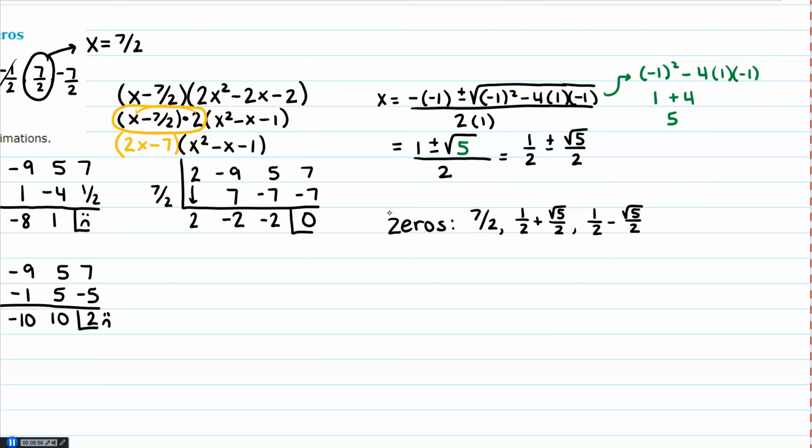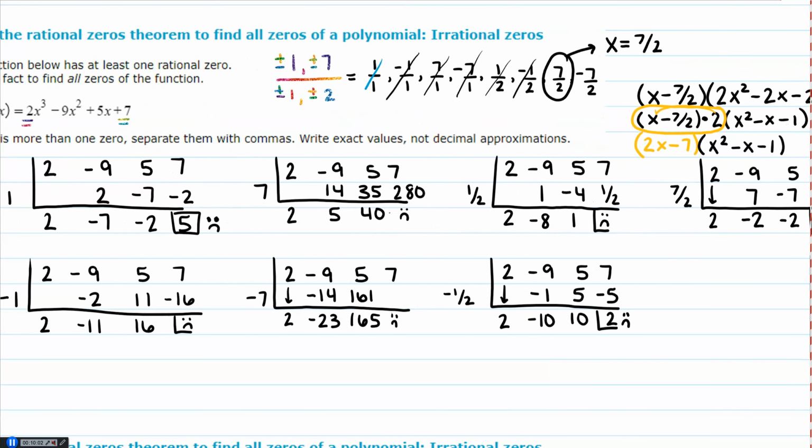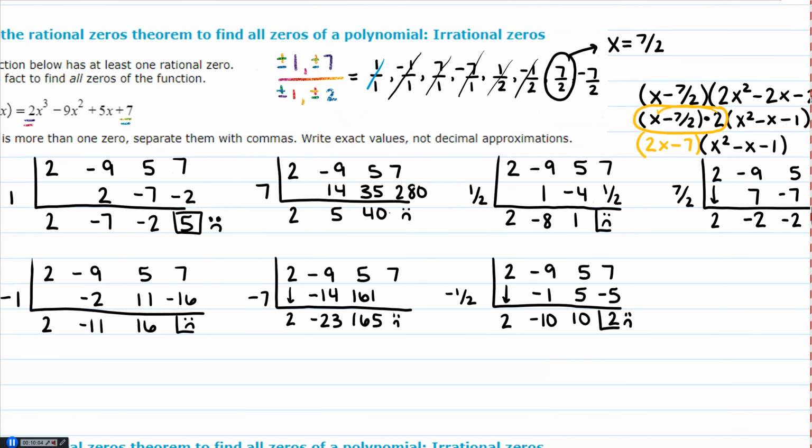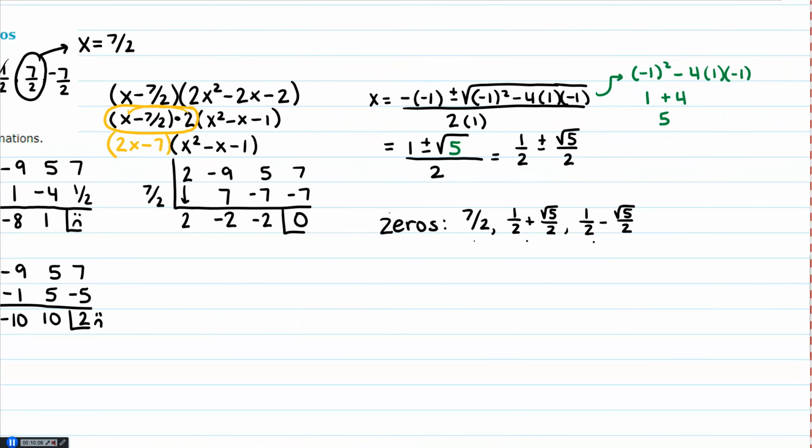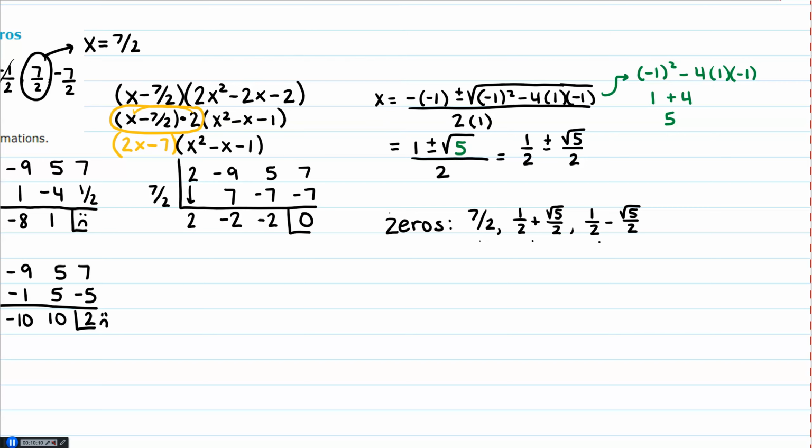Now, that's 3 zeros, right? 1, 2, 3. And we had a third-degree polynomial, so that's perfect. So our zeros are 7/2, which came from painstakingly using synthetic division until we found one that worked. And once we found one that worked, then we could use the quadratic formula for the rest.